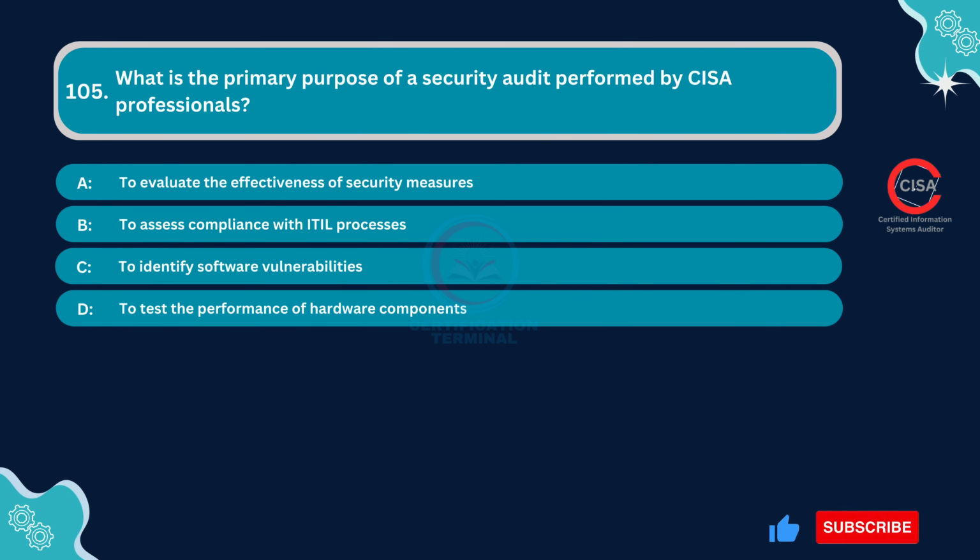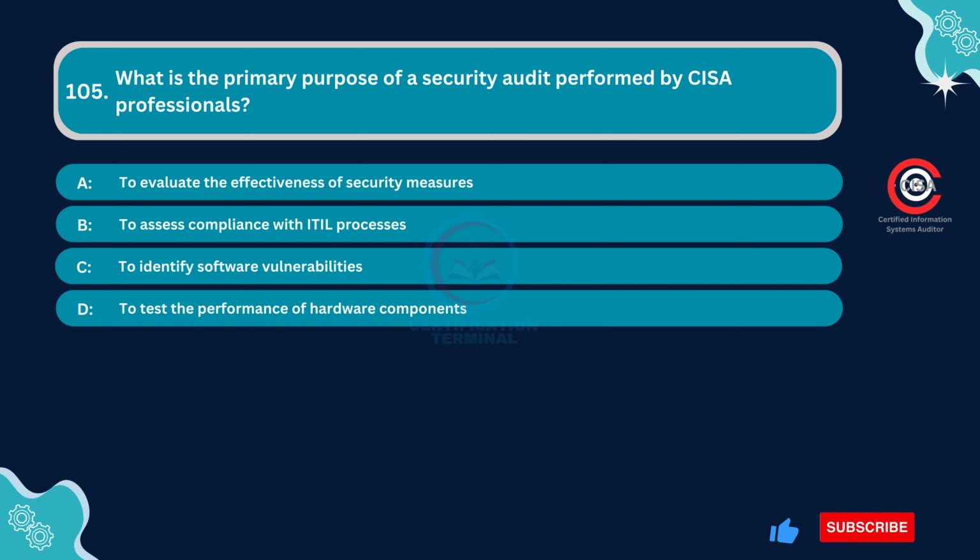Question number 105. What is the primary purpose of a security audit performed by CISA professionals? Option A, to evaluate the effectiveness of security measures. Option B, to assess compliance with ITIL processes. Option C, to identify software vulnerabilities. Option D, to test the performance of hardware components.